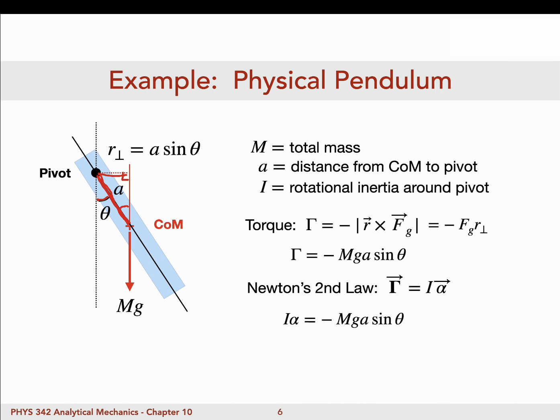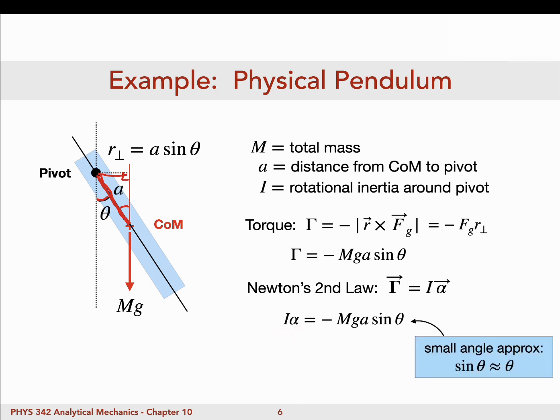So we're not going to worry about the vectors. We're going to assume that all the angular vectors are pointing perpendicular to the page, or coming out of the page. So we have moment of inertia times the angular acceleration is equal to the torque. So we're just plugging in this for the torque, set it equal to I alpha.